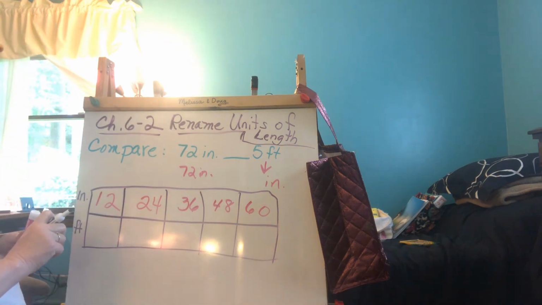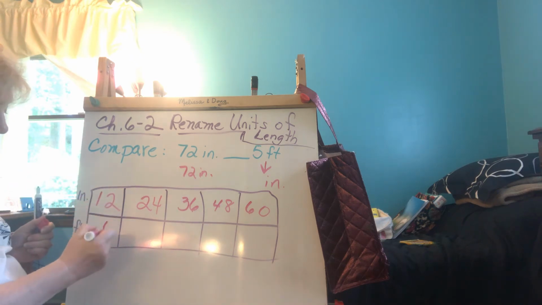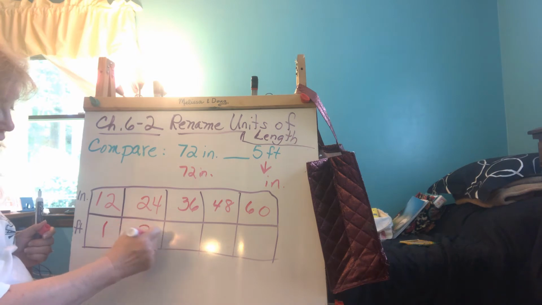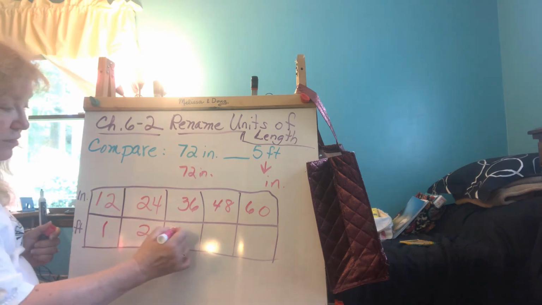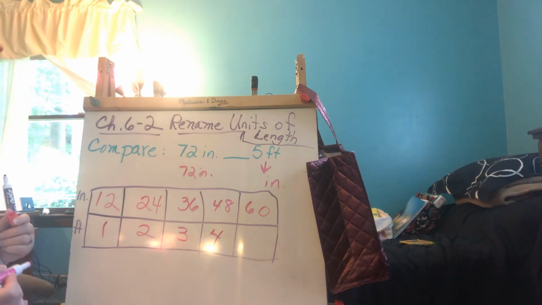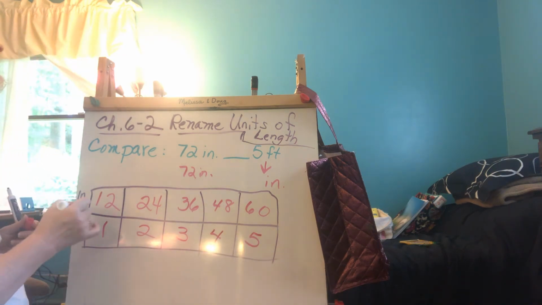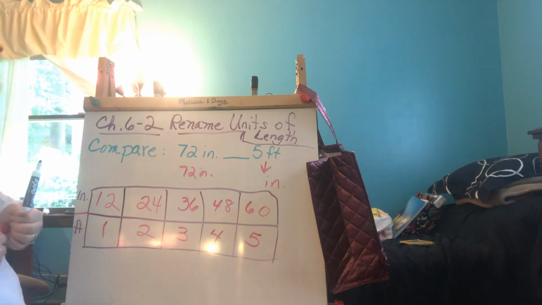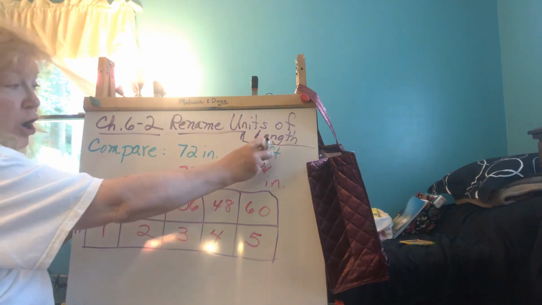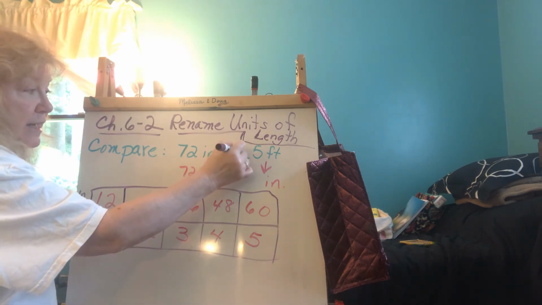Okay, so we said that 1 foot equals 12 inches, and 2 feet equals 24 inches, and 3 feet equals 36, and 4 feet equals 48, and 5 feet equals 60 inches. So we have our measurements here now in inches and feet, and if it's in our notebook, we can refer back to it later on if we need to. So now we know that 5 feet equals 60 inches. So I can compare now.